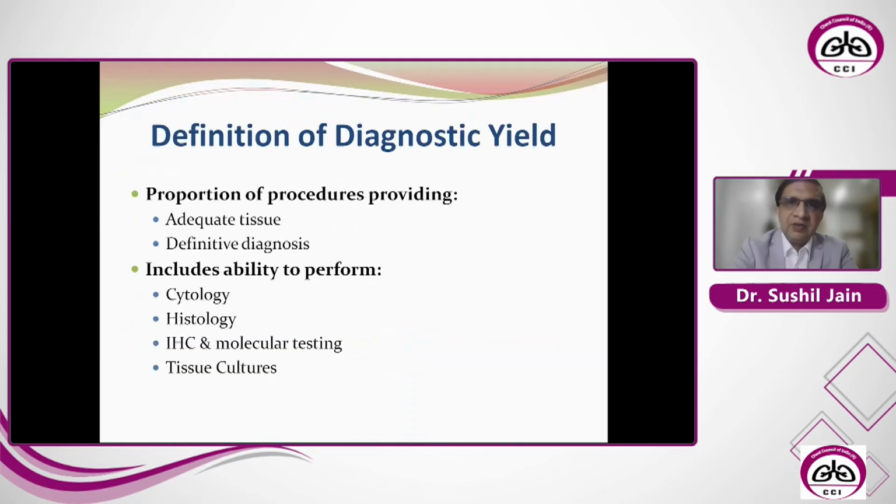What do we mean by the definition of diagnostic yield? The proportion of procedures providing adequate tissue and giving you a definitive diagnosis defines your diagnostic yield. This includes the ability to perform cytology, histopathology, IHC and molecular testing, and tissue cultures. So if your procedure is giving you an accurate tissue diagnosis, then the yield is good. That's what we need to see, that our procedure gives you a final diagnosis.